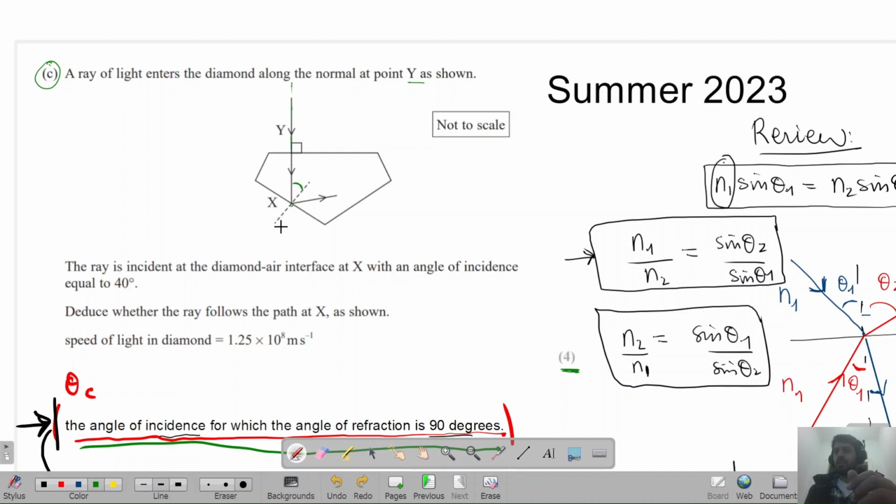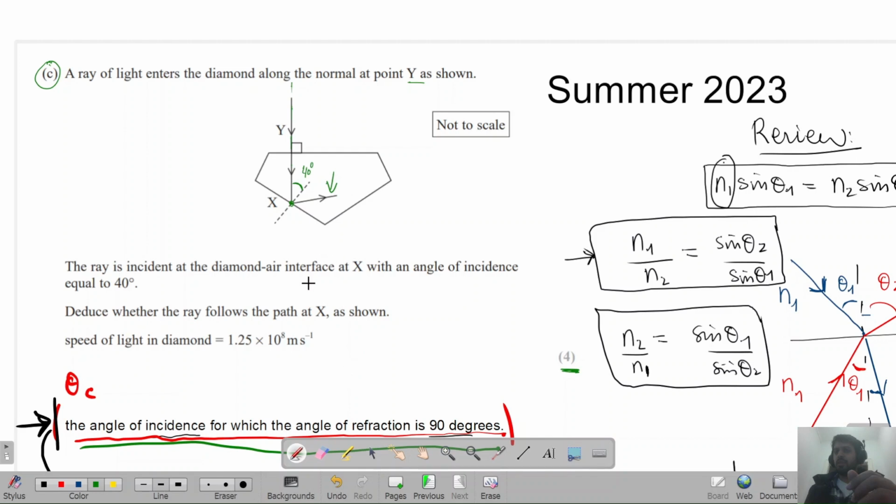So this dashed line is the normal, and this is the angle of incidence, and it is 40 degrees. The question is asking us to deduce whether the ray follows the path at X as shown. And the path that is shown as point X is this path right here.